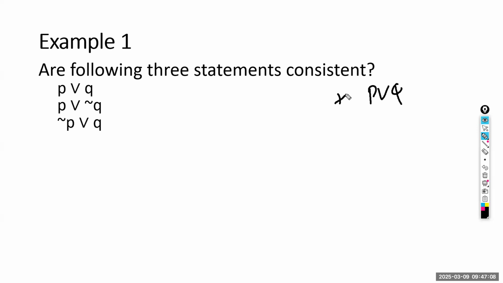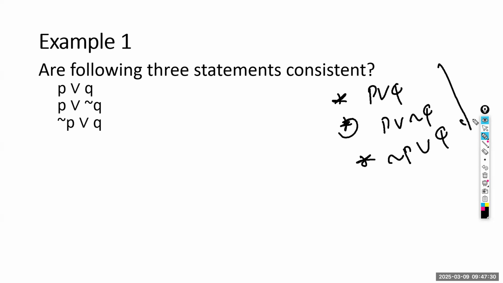That is statement 1: P or Q. So the second guy says P or not Q. Then the third guy will say not P or Q.